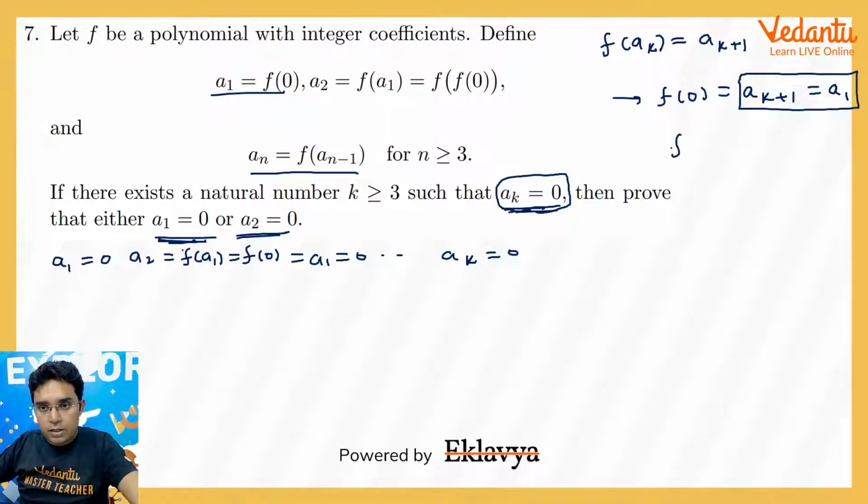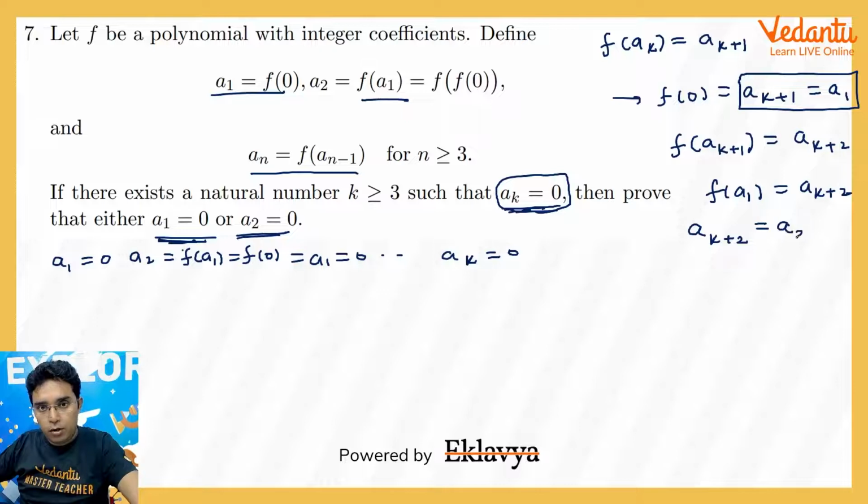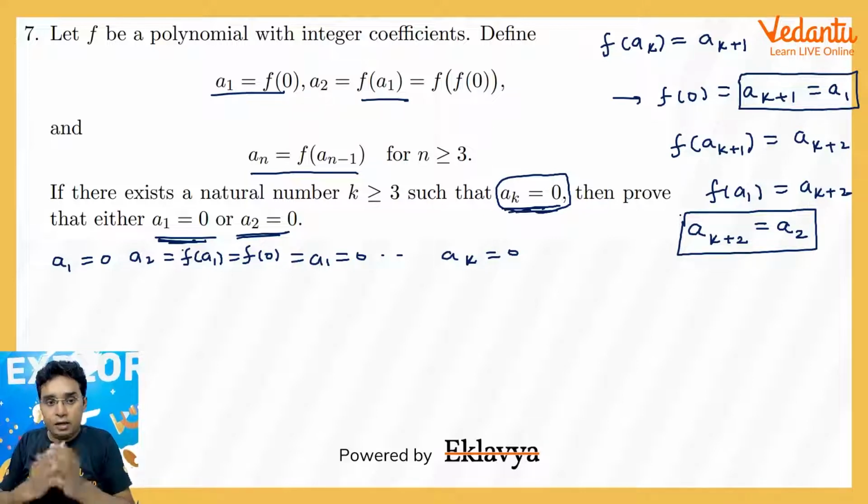Now similar to this, if I apply once again, f of a(k+1) will be a(k+2), and because a(k+1) is a1, this f of a1 will be equal to a(k+2), and f of a1 is a2, so we have proved from this that a(k+2) is equal to a2. So these two things we have proved. Tricky question, but let us do it step by step.